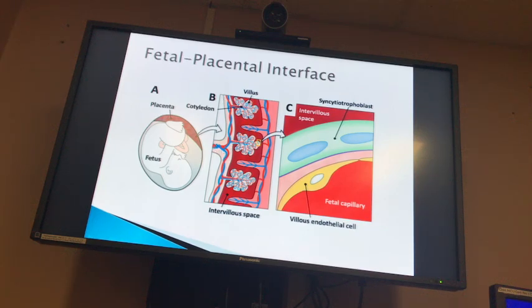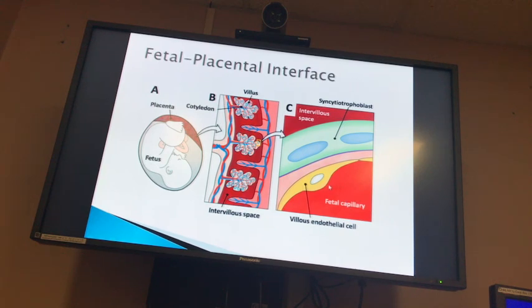And then they go into these little spaces called cotyledons. The cotyledons are where the veins and arteries become very, very tiny and are exposed to the maternal blood supply. The maternal arteries and veins go into this space, the intervillous space. Carbon dioxide is coming out and O2 is going in. That's where you get your gas exchange, the basis of how oxygen gets to the fetus and carbon dioxide leaves the fetus.